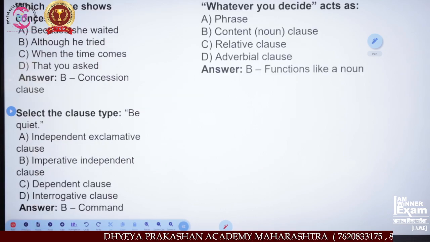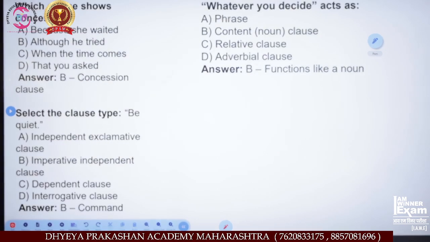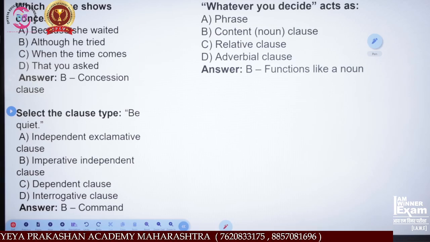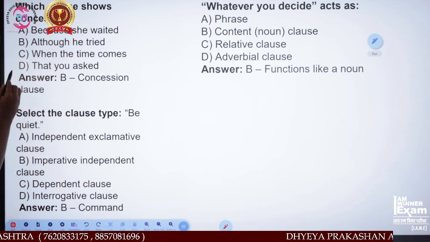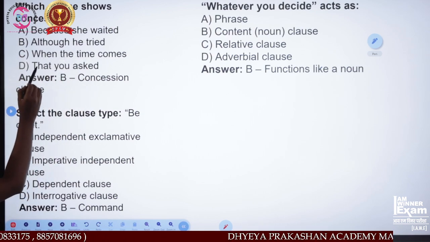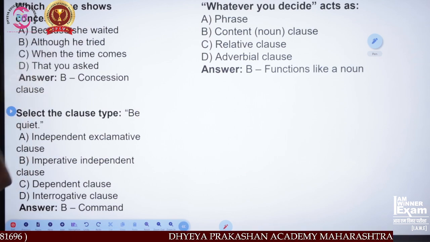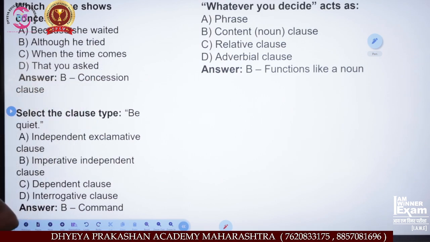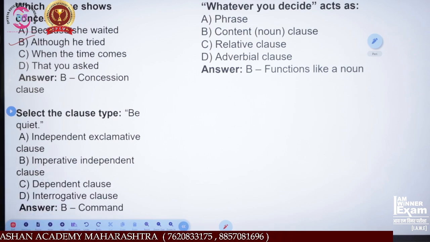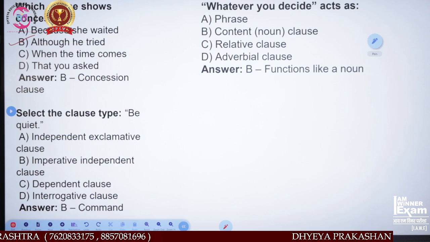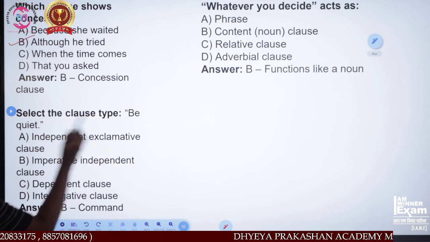Then next, which clause shows concession? Now the options are "because he waited, although he tried, when the time comes, and that you asked." Concession means what? Now we want the concession clause, okay? So in this, "although he tried" is a concession, okay?